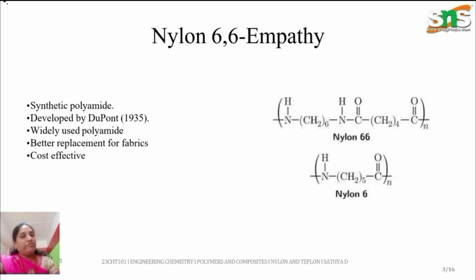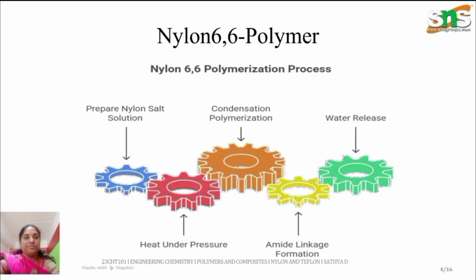Nylon is a synthetic polyamide. Amide means an NH2 group, so it's a synthetic amide. It was developed by DuPont in 1935. It's widely used as a polyamide, it's a better replacement for fabrics, and the cost is also very effective.